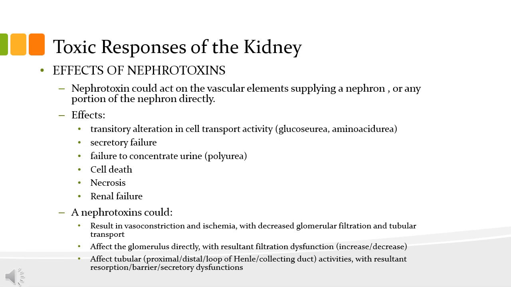Fourth is the cell death. Fifth is the necrosis, and finally renal failure. A nephrotoxin could result in vasoconstriction and ischemia, with decreased glomerular filtration and tubular transport. Nephrotoxin also can affect the glomerulus directly, with resultant filtration dysfunction, either increase or decrease.